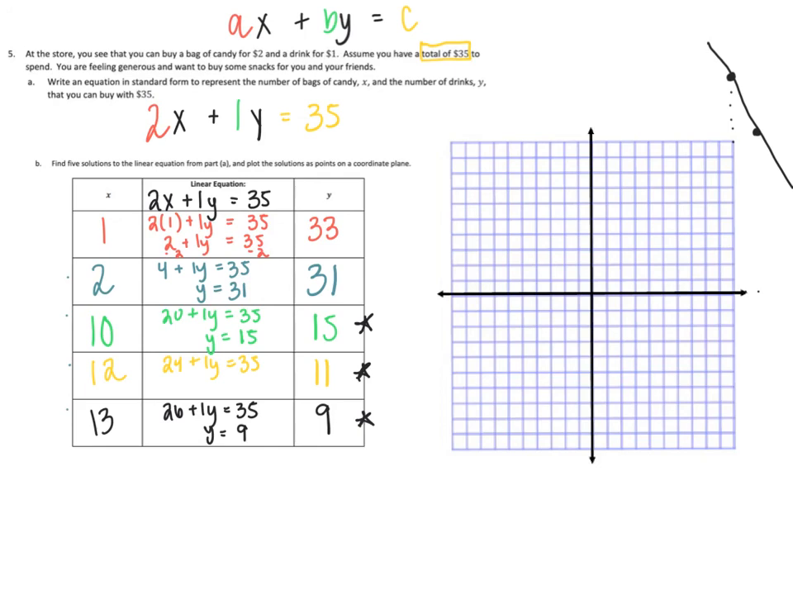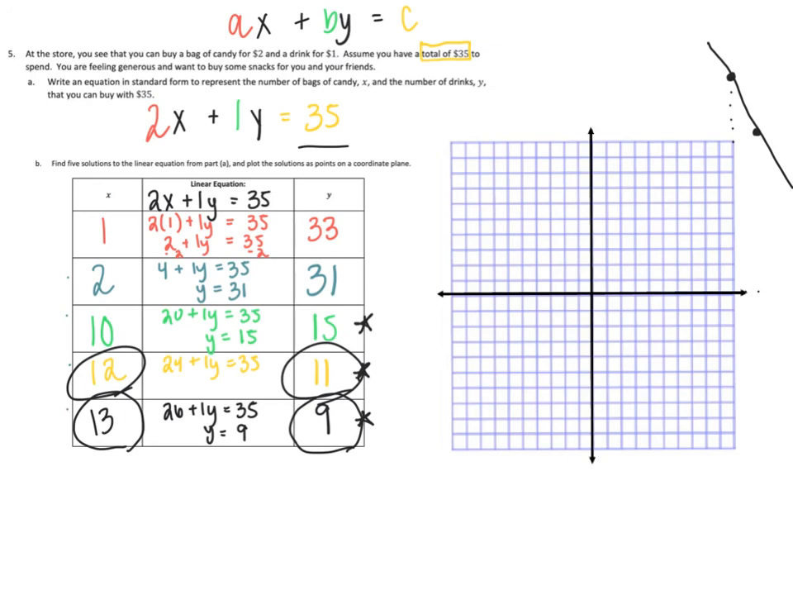This is just kind of getting you used to plugging these variables in. And what does this mean? Well, this table means that if I had 13 bags of candy, I would have $9 left, and I could spend $9 on 9 drinks because they're each $1. If I bought 12 bags of candy, I could buy 11 drinks, and I would be able to do that with the money I started with, etc.